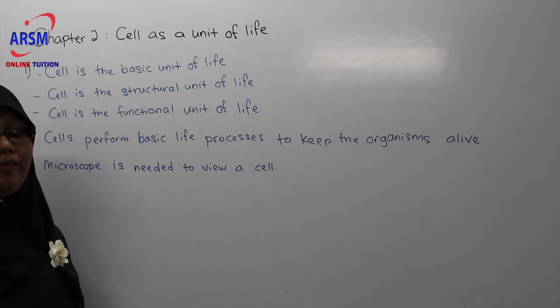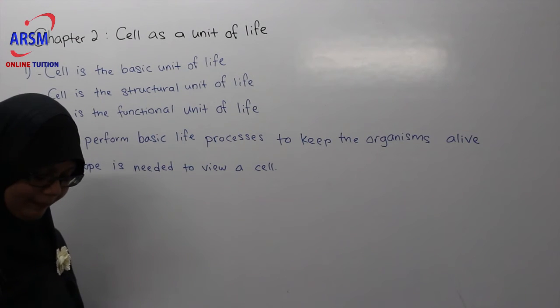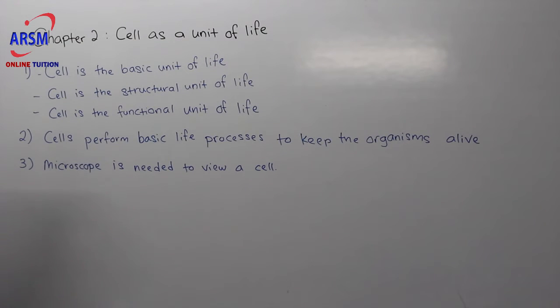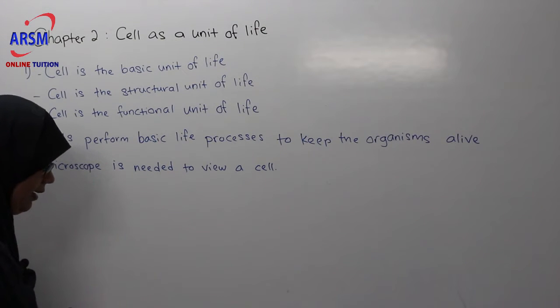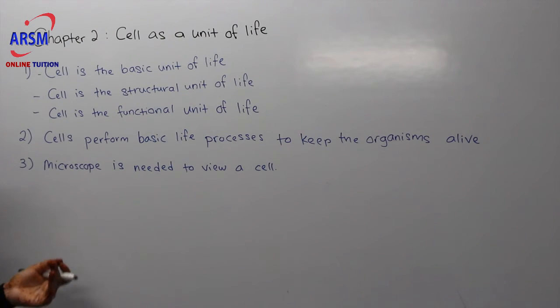There are obviously a lot of different kinds of basic processes, for example breathing, locomotion and others. A microscope is needed to view a cell because we cannot see it directly with our naked eyes. Today we are going to look at two different cells: one is the animal cell and another one is the plant cell.